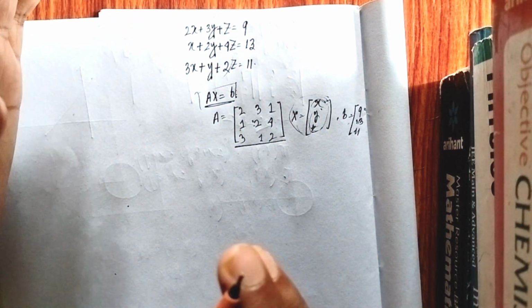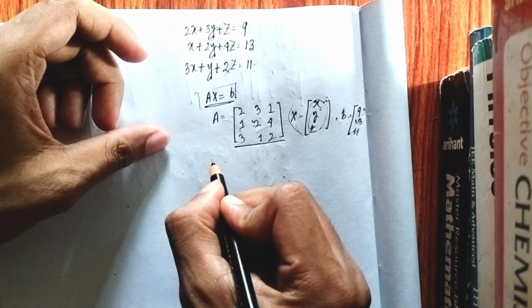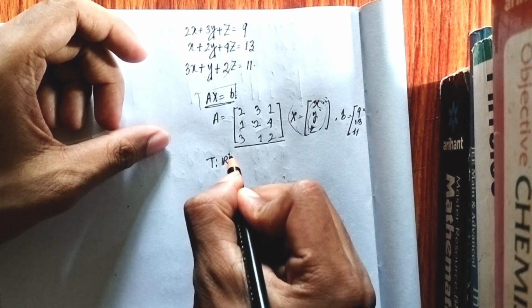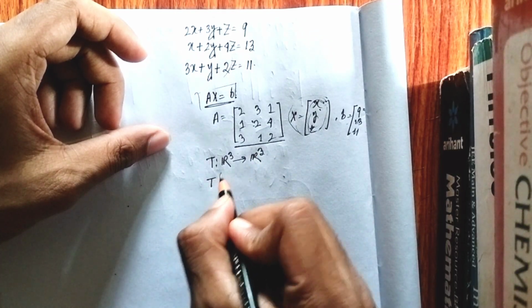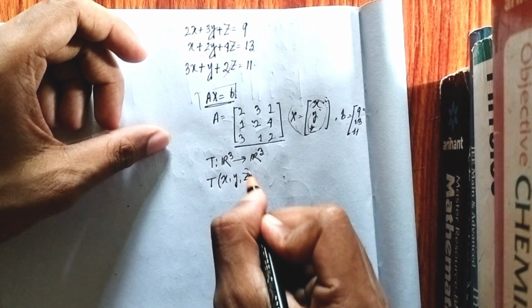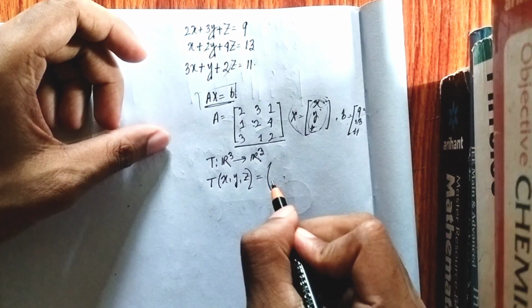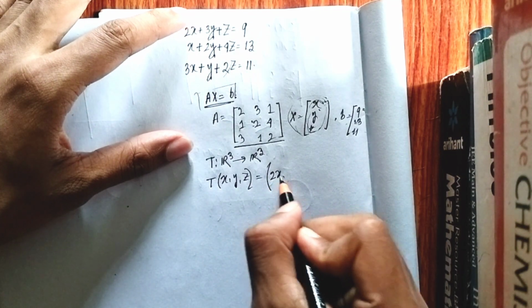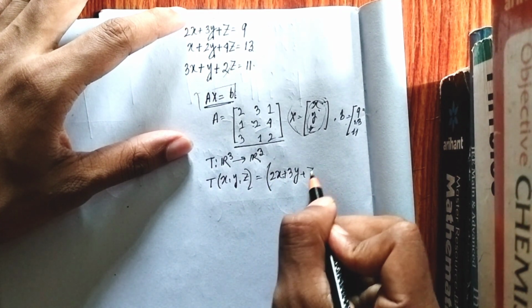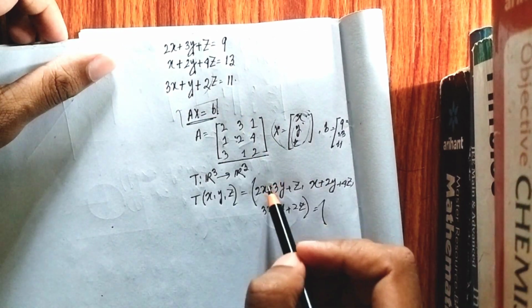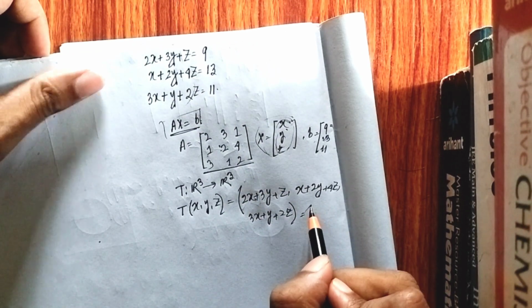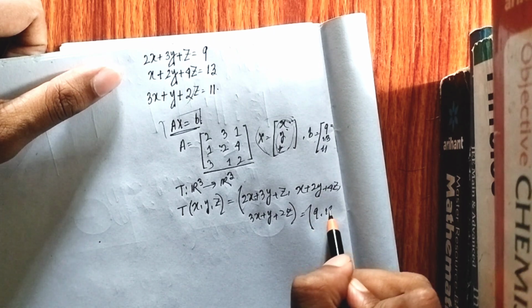So in transformation form, we can write this like this. This is a map T from R3 to R3. What we have to do is that x, y, z are the variables, and these are the three components. This is the transformation, and this is ultimately ending up with 9, 13, 11.